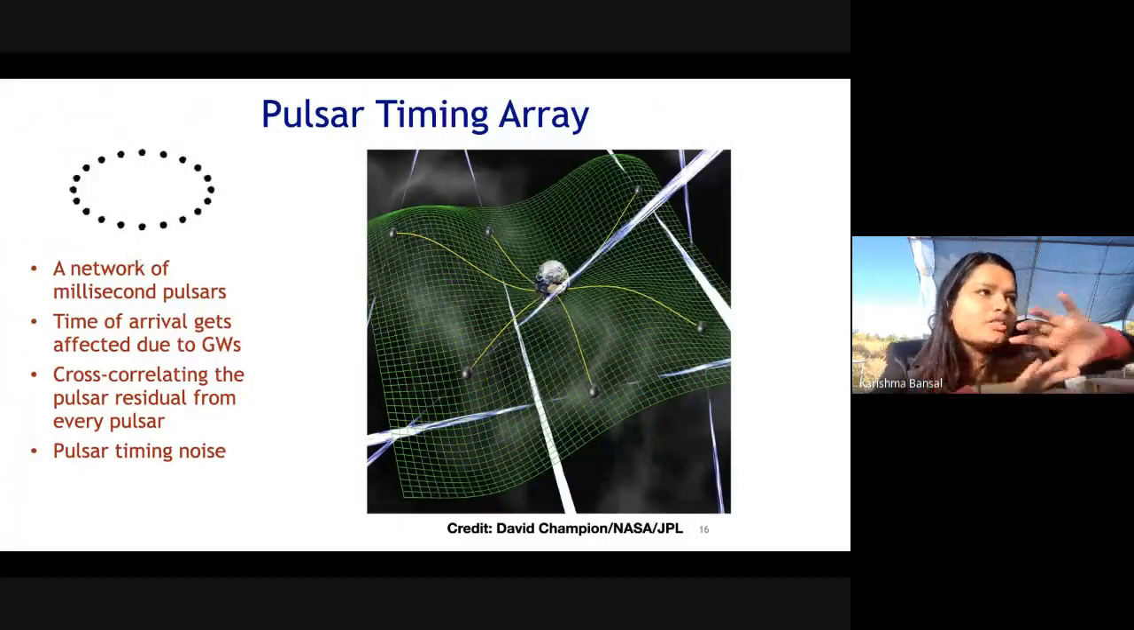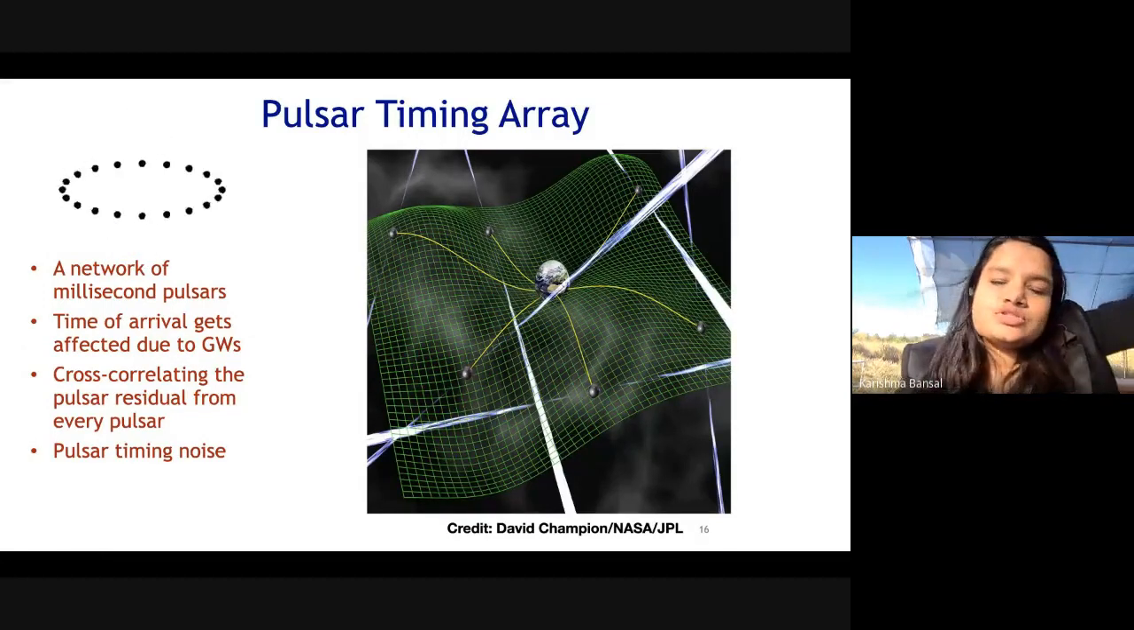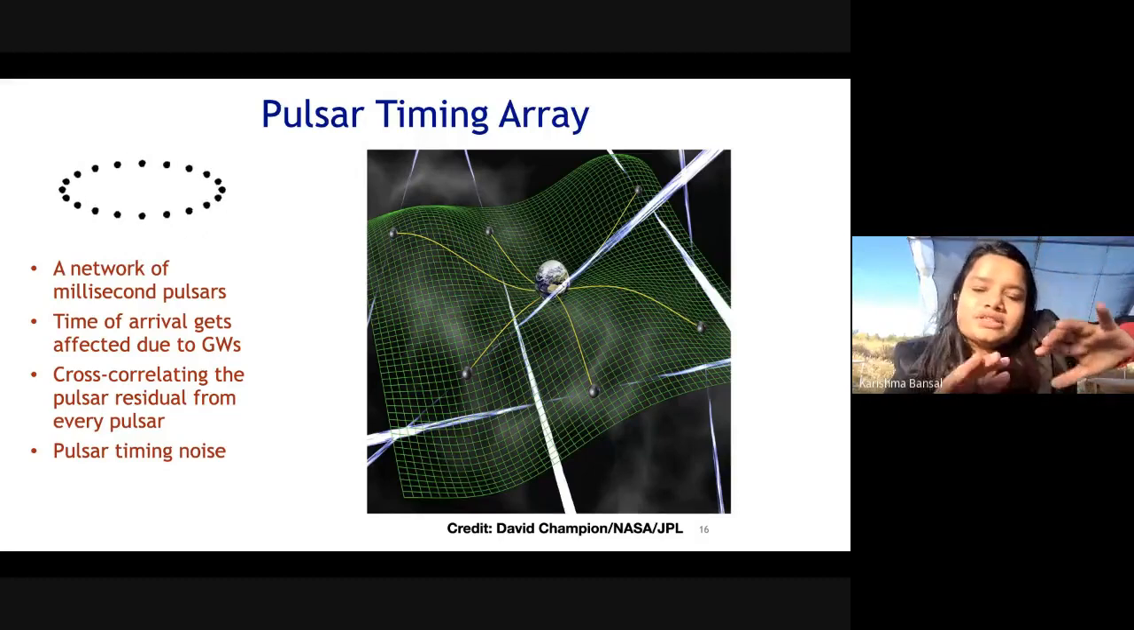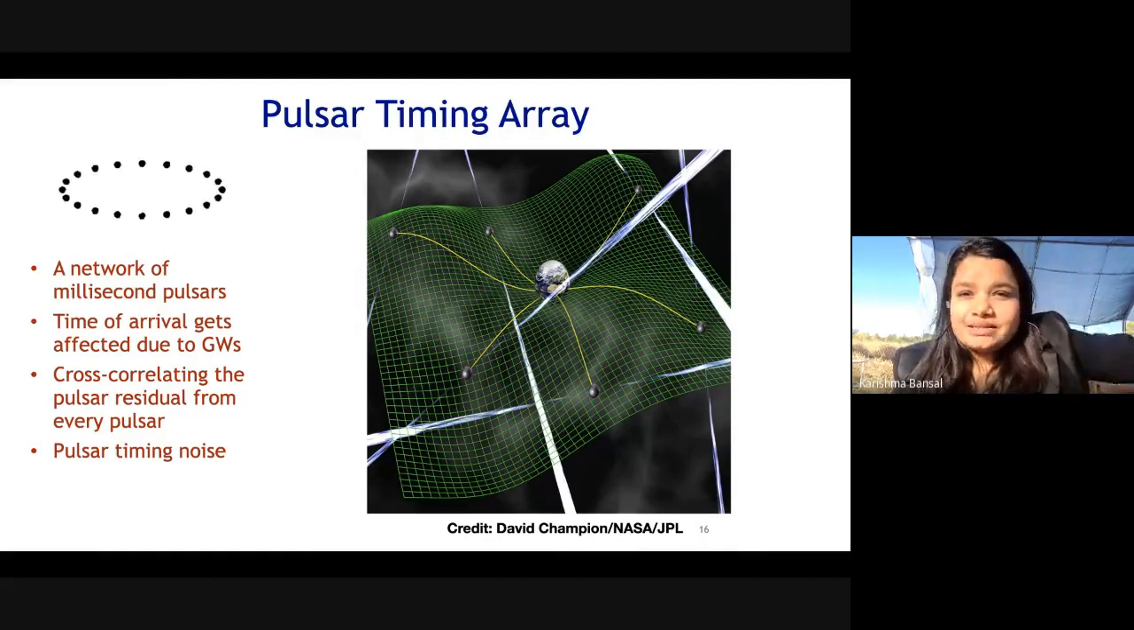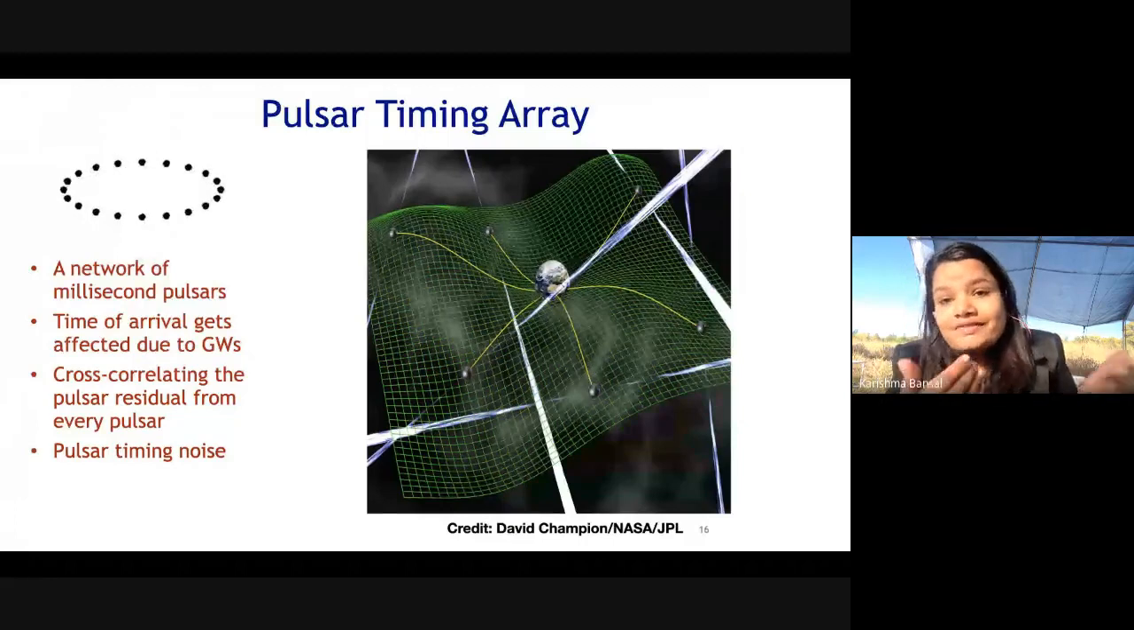So you have all these pulsars in one direction, right? So at some point, the space-time gets stretched. When the distance between the pulsar and the Earth gets stretched, we would see that the pulse has been delayed, and it can get squeezed. So we would see that the pulse has arrived earlier.